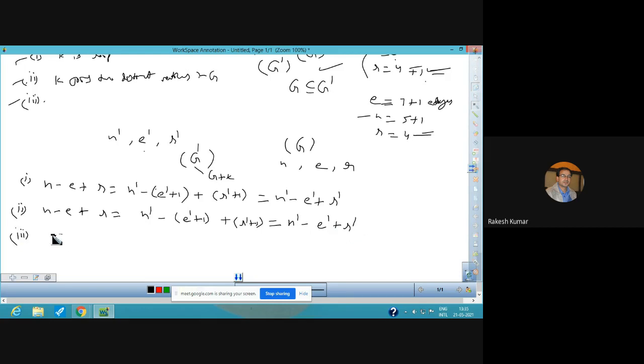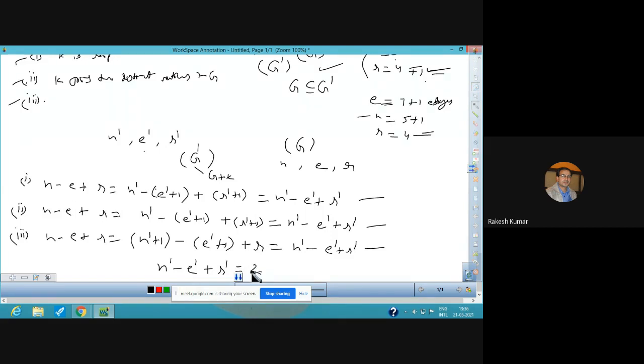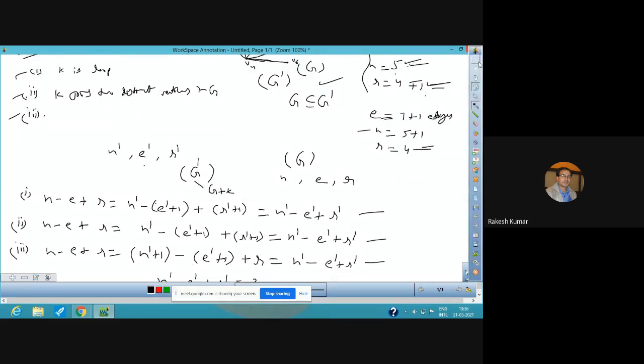But what is in the third case? The vertices have been increased, n dash plus 1, and edges have been increased, but regions remain the same. Again, the 1 will be removed with that. So in all the three cases, the formula will be the same. The 1 that is added merges into the other increase. It means by the induction process, in the new graph, n dash minus E dash plus R dash is always equal to 2.